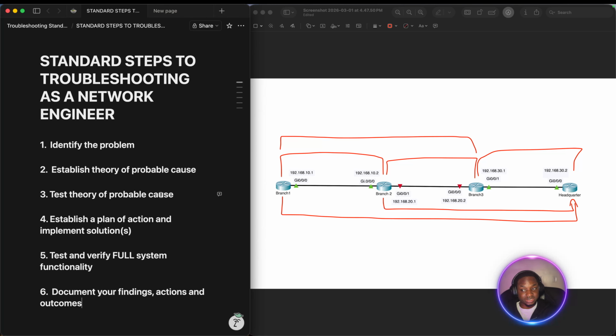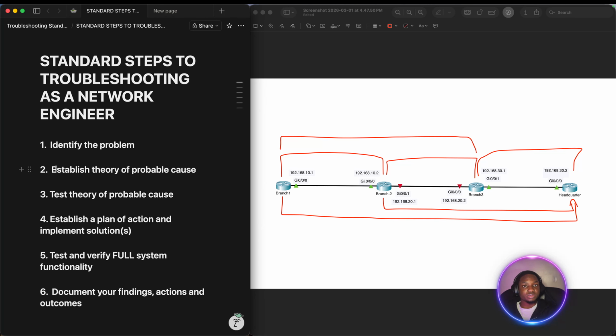I'm going to test my theory, I'm going to implement solutions, and I'm going to test functionality. If it doesn't work, I go over to two again. So this step is very recursive. It's more or less like going in a loop until you have your desired outcome. So just have it in mind: step two to step five, it's not linear, it's recursive.